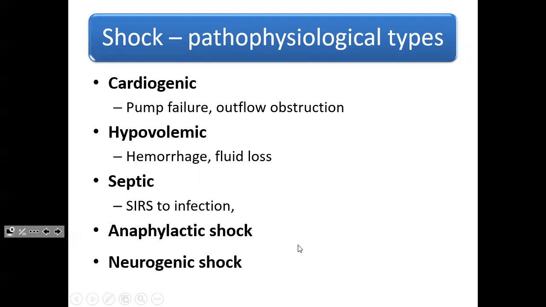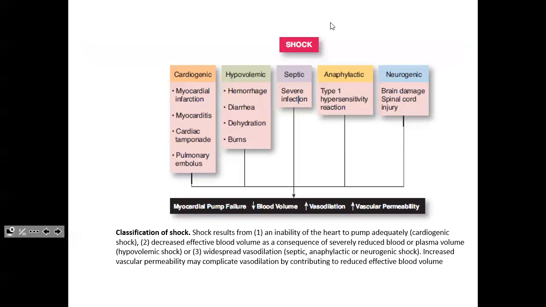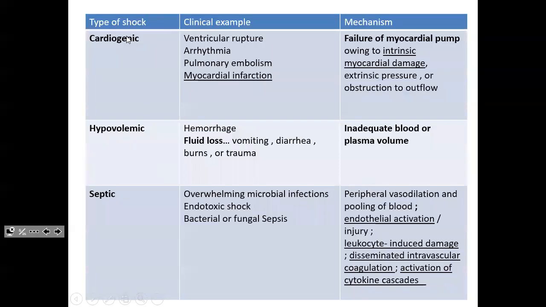And the neurogenic shock. These are the names. So in cardiogenic shock, examples include myocardial infarction and other causes; hypovolemic shock, hemorrhage, diarrhea, etc.; septic shock, severe infection; anaphylactic shock, hypersensitivity; and neurogenic shock is usually secondary to spinal cord injury or brain damage. I will give you one more table. This is the one that I want you guys to remember. Please remember myocardial infarction as an index example of cardiogenic shock.